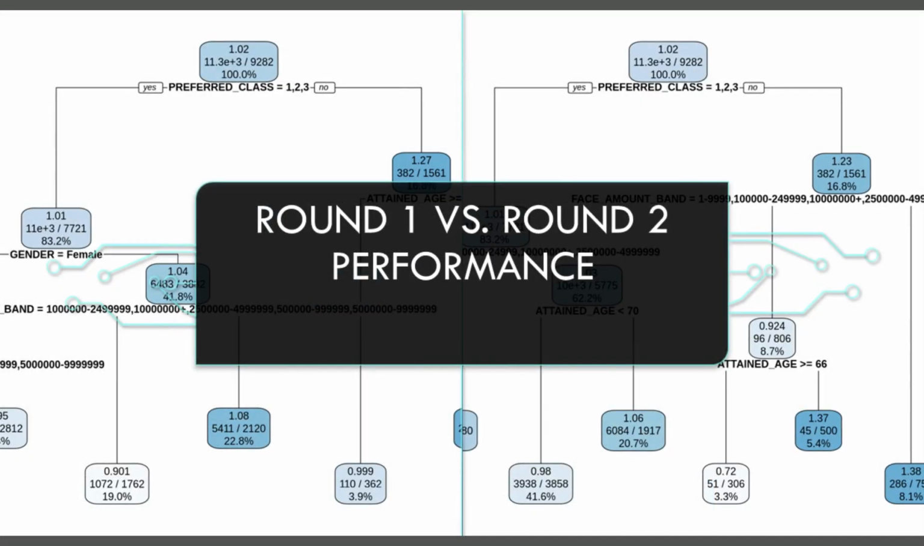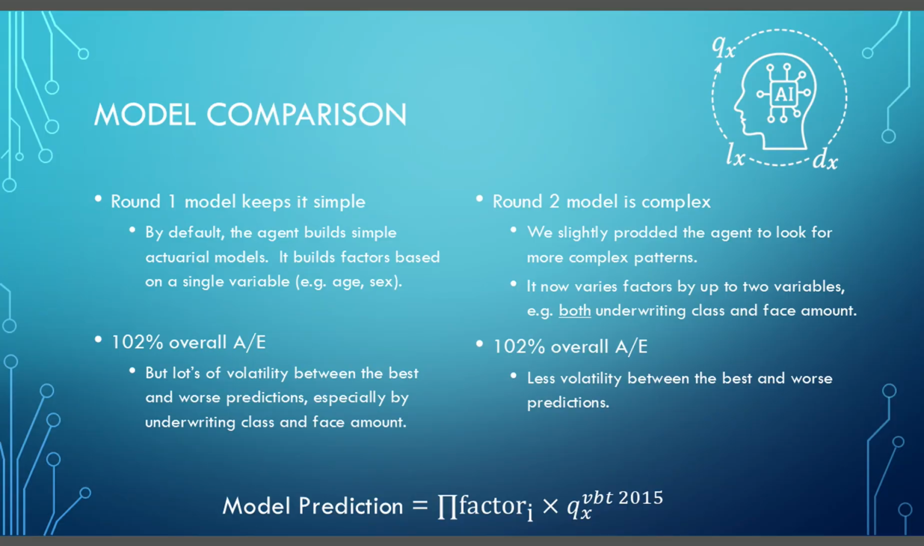We've just watched the agent build 2 models. The first model keeps it simple, and the second is substantially more complex. Both produce 102% A over E on the holdout data, where the expected basis is now the model predictions. The biggest difference between the 2 models is how the factors used in the model prediction vary.